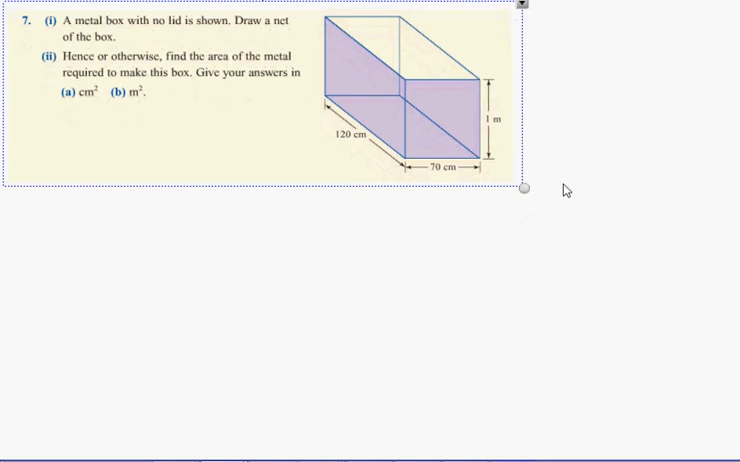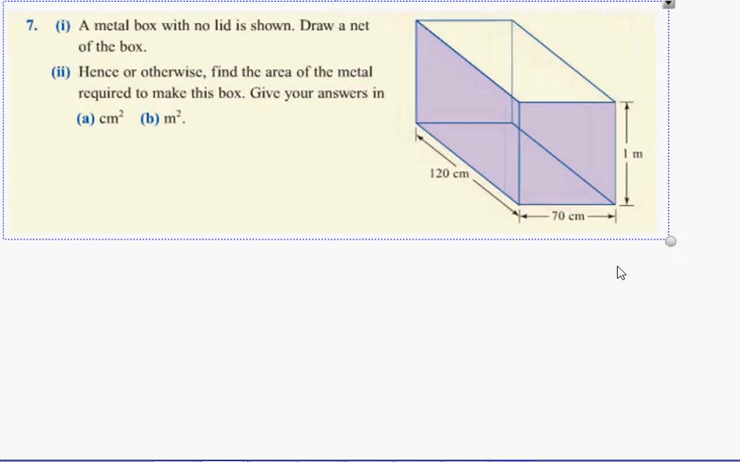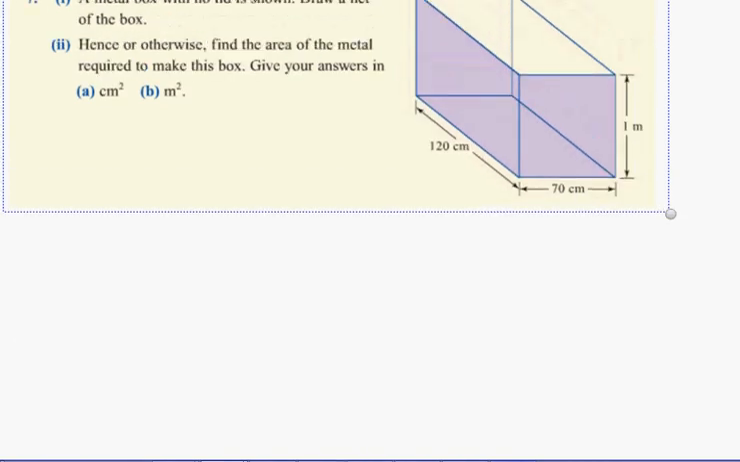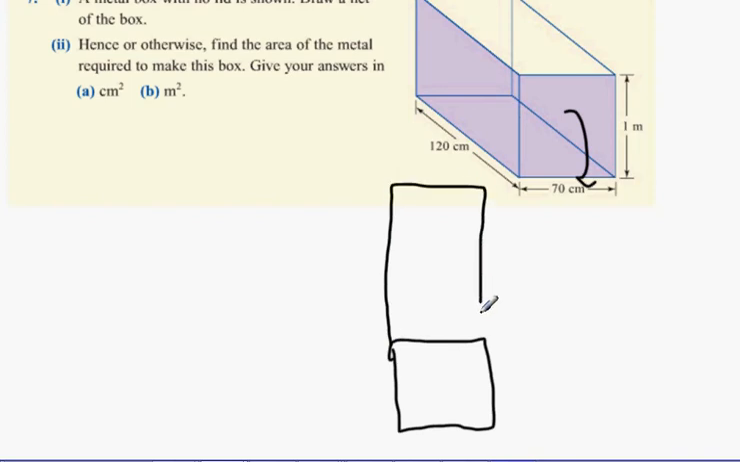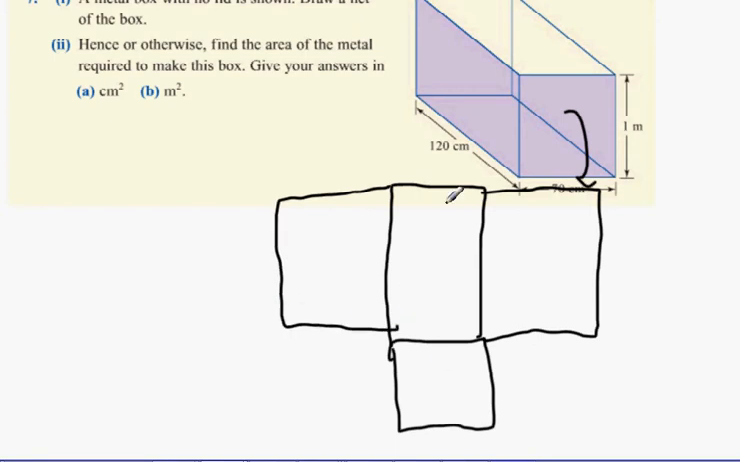Metal box with no lid is shown. Draw the net of the box. So what we should do here is we'll fold it outwards. So I'll fold this blue side out. What happens is it folds forward, right? So you get a front rectangle there. You have the base rectangle, which is directly behind it, which is longer. Then you have 2 side rectangles, which represent the height of the box, and then finally you have the end, which is here.